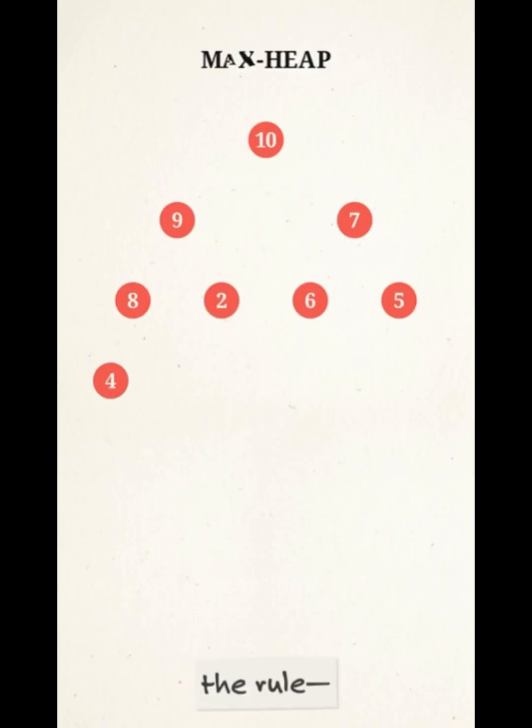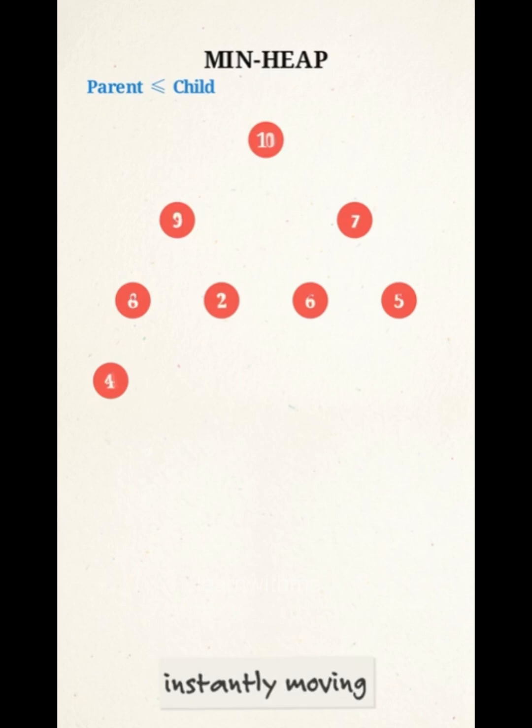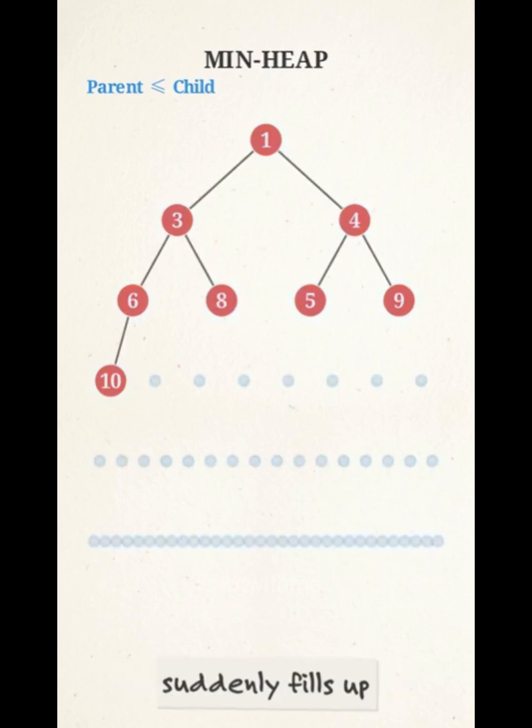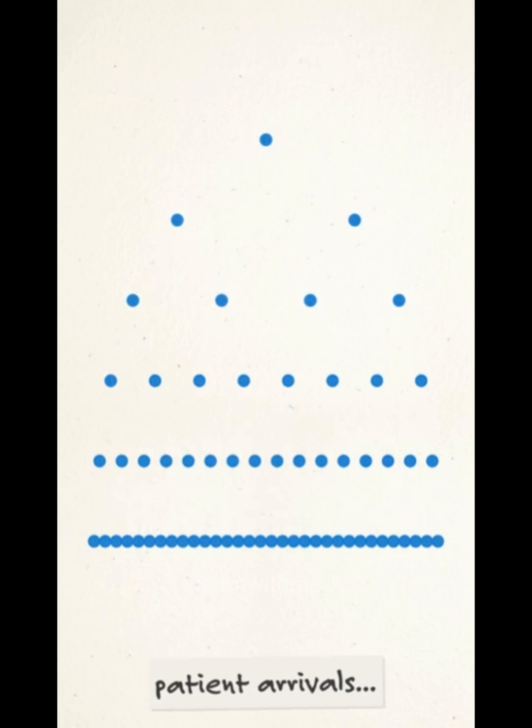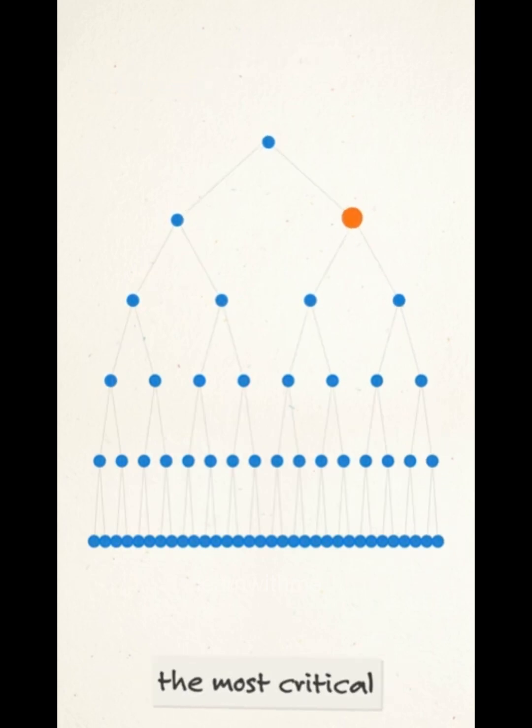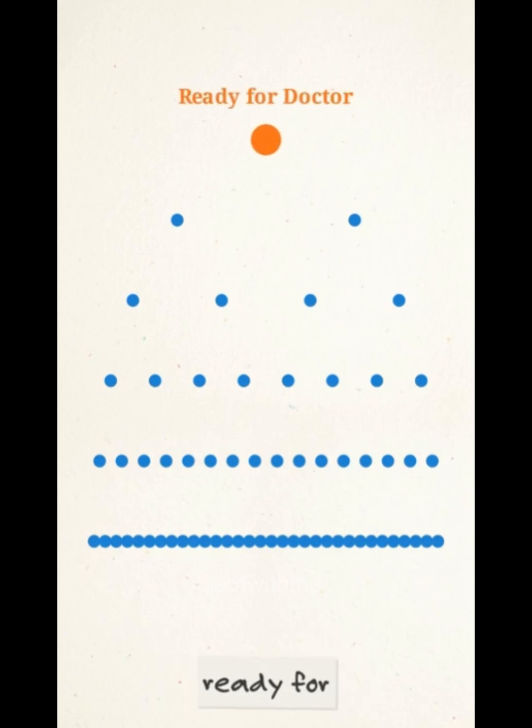And if you flip the rule, making parents less than or equal to their children, you create a min heap, instantly moving the lowest number to the root. So when that chaotic emergency room suddenly fills up with dozens of new patient arrivals, the triage system doesn't freeze up. It instantly bumps the most critical patient to the very top, ready for the doctor.